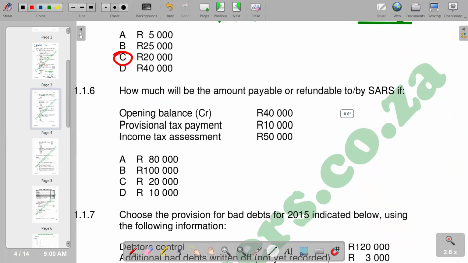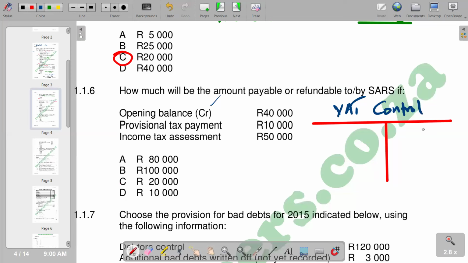So we indicate again, it's simple as you present it in a T account in the SARS, the VAT control. The VAT control, remember, we have highlighted it. So in the VAT control, this is a credit balance. So we have got 40,000 on the credit side. Then provisional tax payment is an amount that has been paid. So we have paid as a business, so we're supposed to debit the VAT control and credit bank. So put it on the debit side. Then income tax assessment will come on the credit side. So basically this is the scenario that we have on that part.